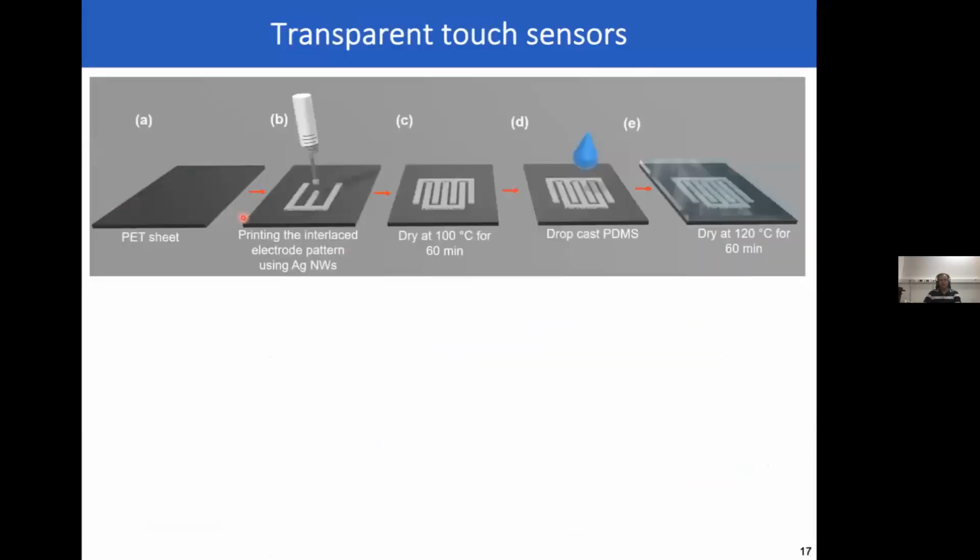So this is an example of our fabrication process. We start off with a PET sheet. PET is polyethylene terephthalate, so it's essentially transparent, highly flexible. Then we print the electrodes. We can dry them at pretty low temperature, so 100 degrees C, all the solvent evaporates. Then we drop cast dielectric. So we use PDMS, polydimethylsiloxane, which is also a transparent encapsulant. And again, this is dried at pretty low temperature. Once we have this, this is our structure.